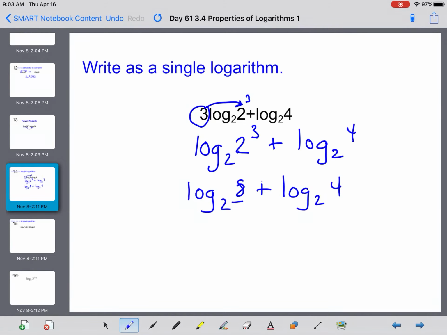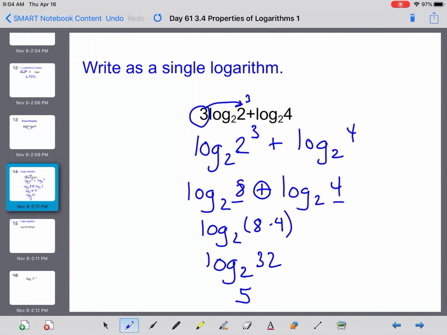And now I have the same base, and I'm actually adding these two logarithms together. So that means I can go ahead and multiply their arguments together. So this is log base 2 of 32, and then always check to see if we can simplify this. 2 to what power is 32? Well, that's going to be 5.